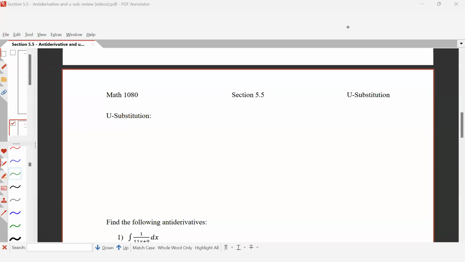Hello. In this video, we will be going over the idea of U-substitution. Then in the next couple videos will be examples. So the idea of U-substitution when it comes to integrals is that we want to turn an integral into something that we know the antiderivative of, something that we can easily integrate, even if the integral originally was something more complicated.